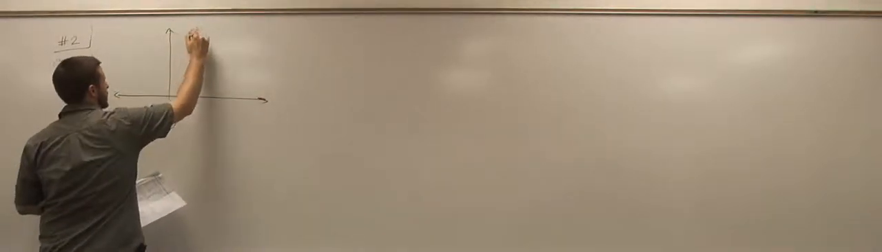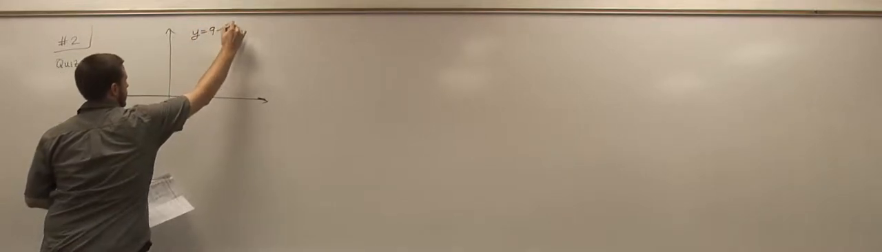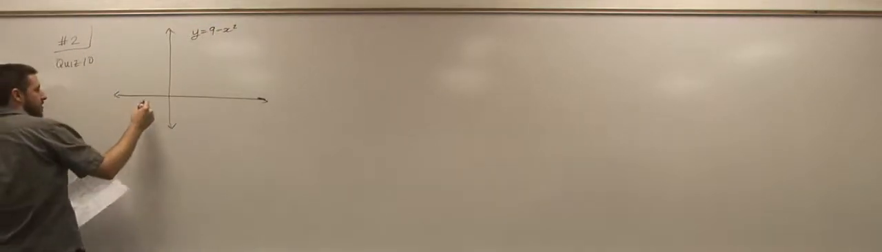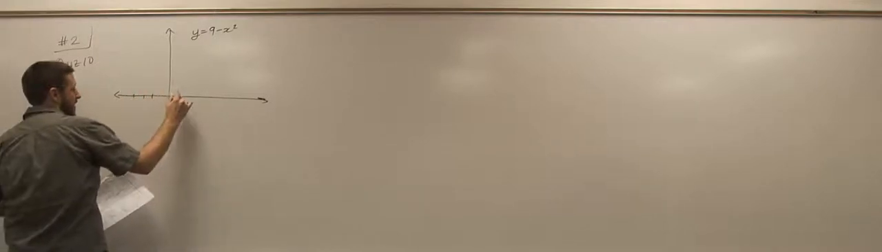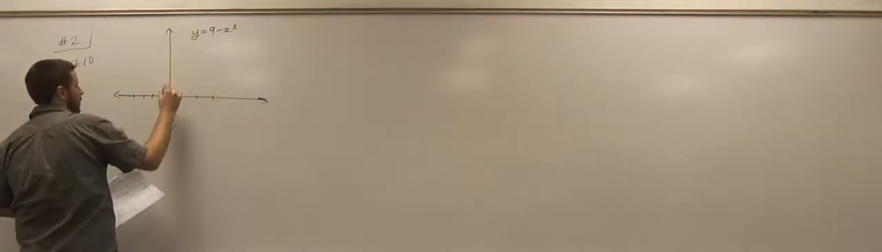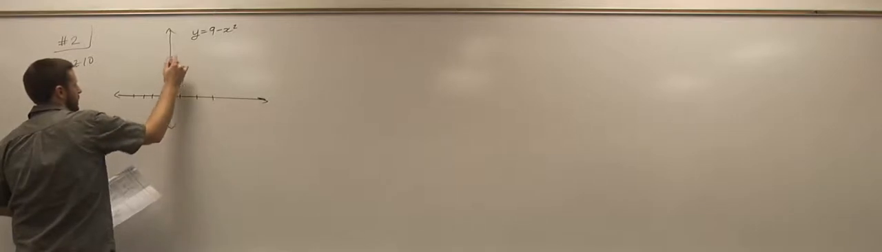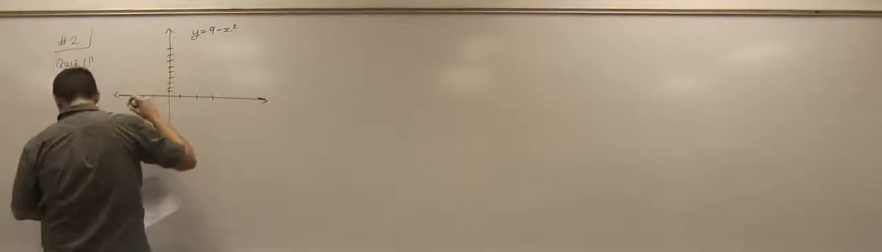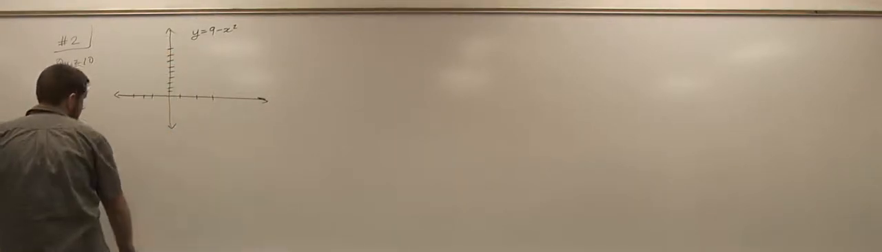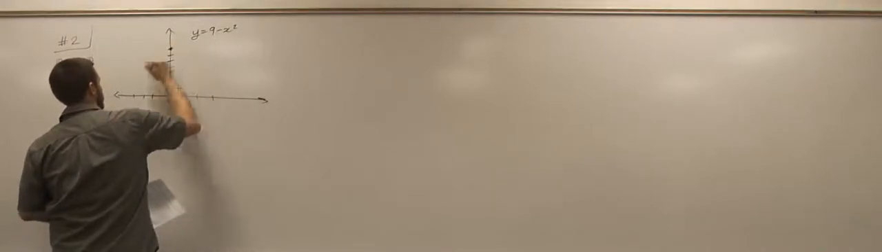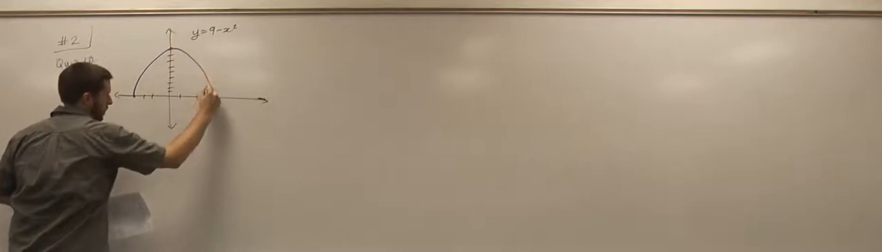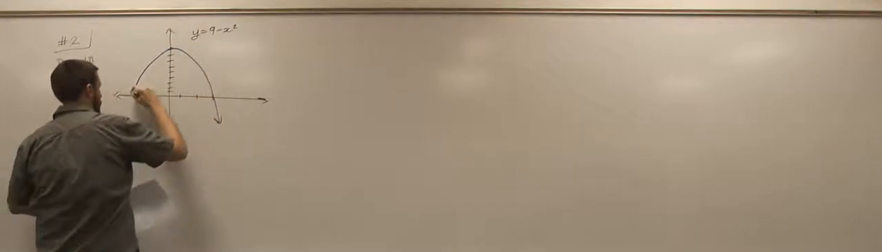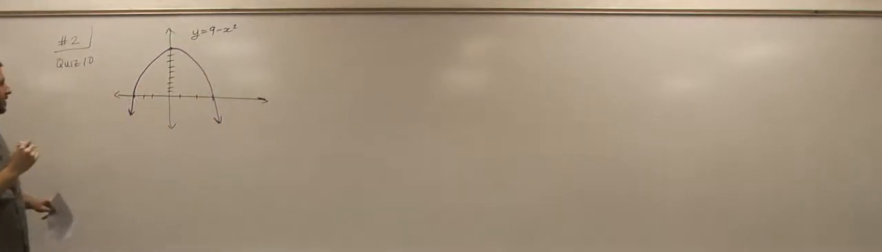What does that look like? An upside down parabola, but shifted up 9, right? So that makes my x-intercepts negative 3 and 3. So 1, 2, 3, 4, 5, 6, 7, 8, 9. Something like that. So this is my function.